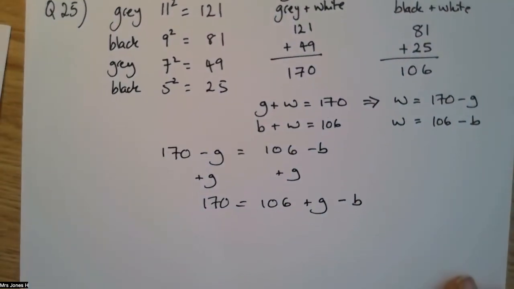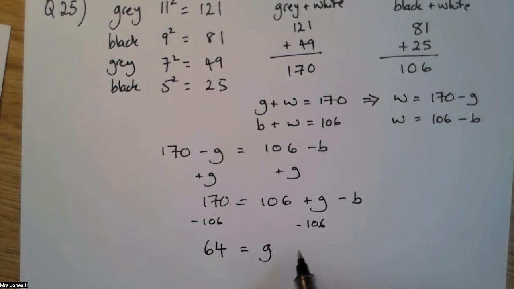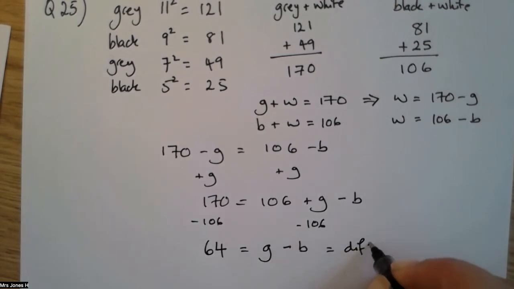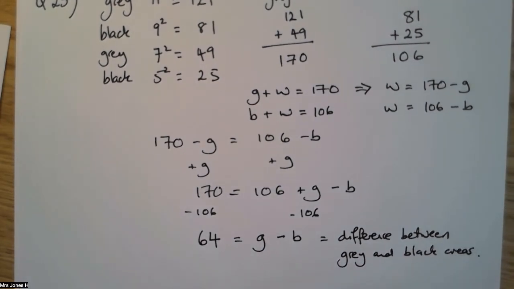And I can carry on to subtract 106 from both sides, which gives me 170 subtract 106, which is 64, which gives us grey subtract black. This is the difference between grey and black areas. And so therefore the answer is 64, which is D. Well done if you got anywhere near that.